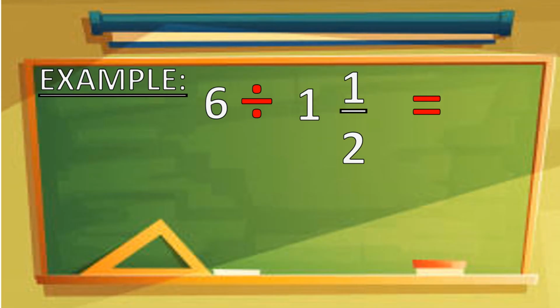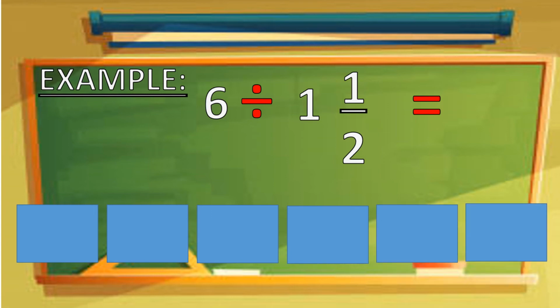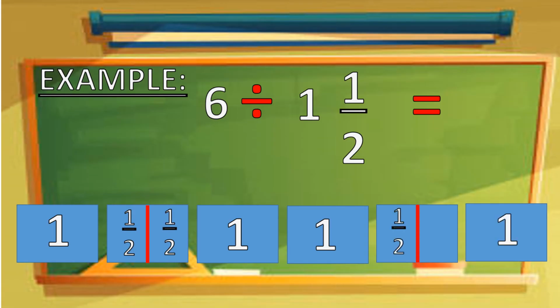Let's try 6 divided by 1.5 using illustration. Let's see how many 1.5 are there in 6. Let this represent our whole number 6, and let's find how many 1.5 are there in here. So this is our 1, that's our half, 1 and our half, another 1 and half, another 1 and half.